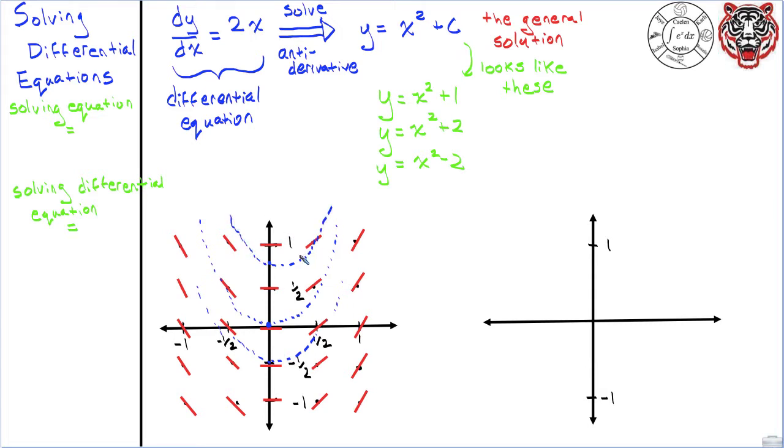And you can see the relationship between this graph that I'm making here, all these blue dashed lines, they represent all of these different equations. This red slope field is the general solution. These blue dashed lines are all of these different solutions that the general solution represents.